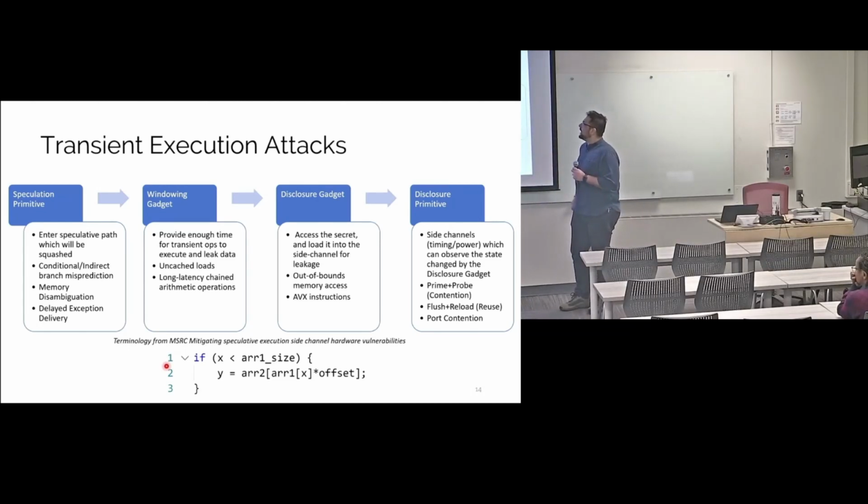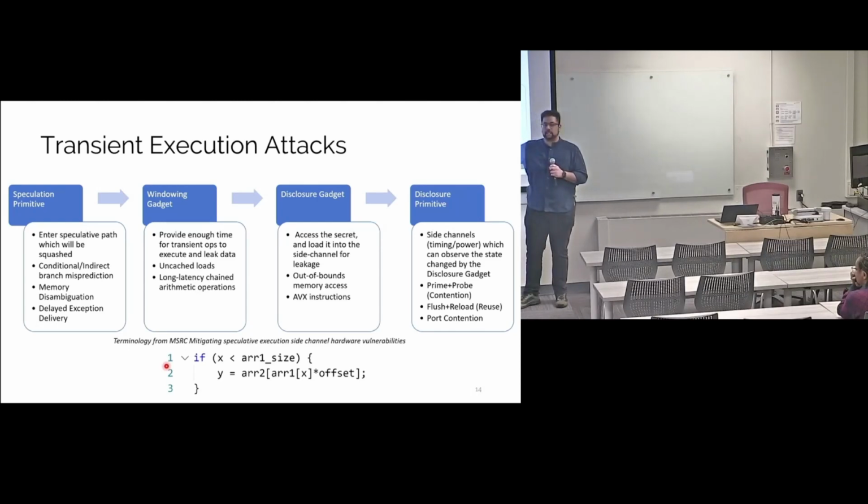What a disclosure gadget is, basically, it accesses the secret, which this thing is doing, just array1 of x. That's it. It accesses the secret, and it prepares it and loads it into the side channel. So this array2 is the actual side channel here. What's going on is, I don't know what this array1 of x byte is. It's just, this byte is.